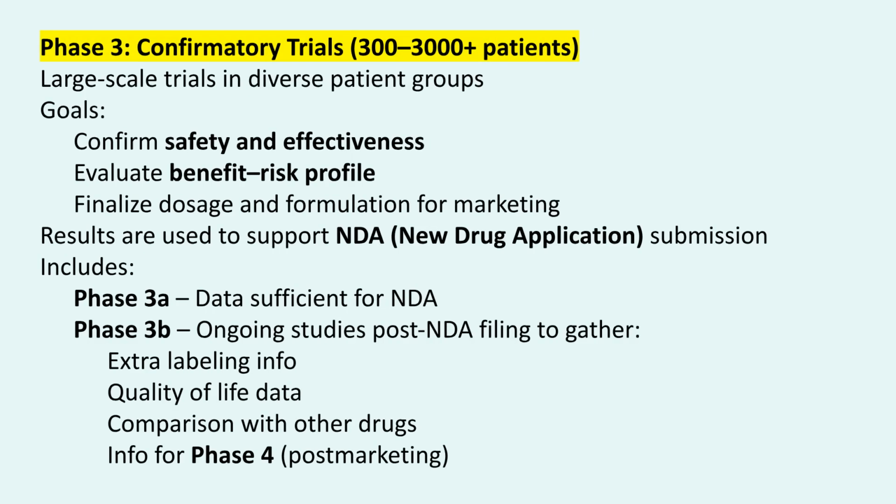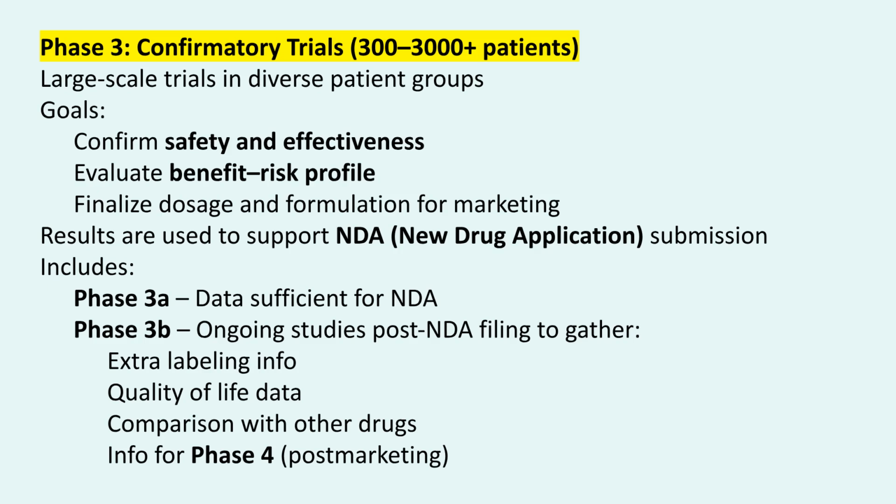Phase 3 involves large-scale confirmatory trials with 300 to over 3,000 diverse patients. The main goals are to confirm safety and effectiveness, evaluate the benefit-risk profile, meaning is the drug more beneficial than the risk, and finalize dosage and formulation that would be made available in the market. The results support the new drug application. Now it is already an NDA and not an investigational drug, and it includes Phase 3A and Phase 3B studies.